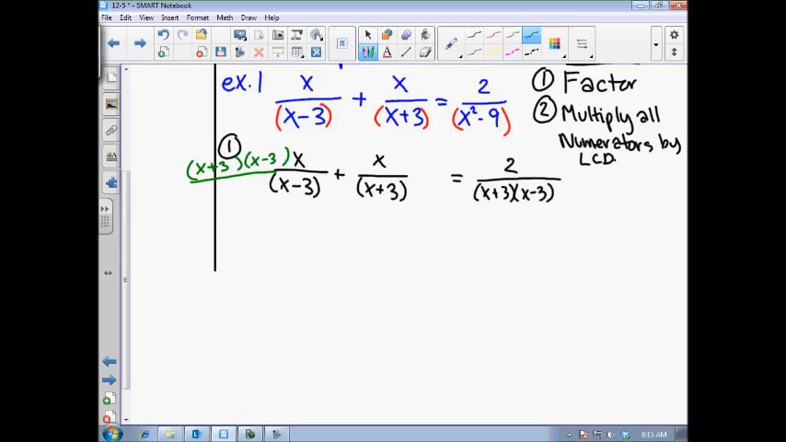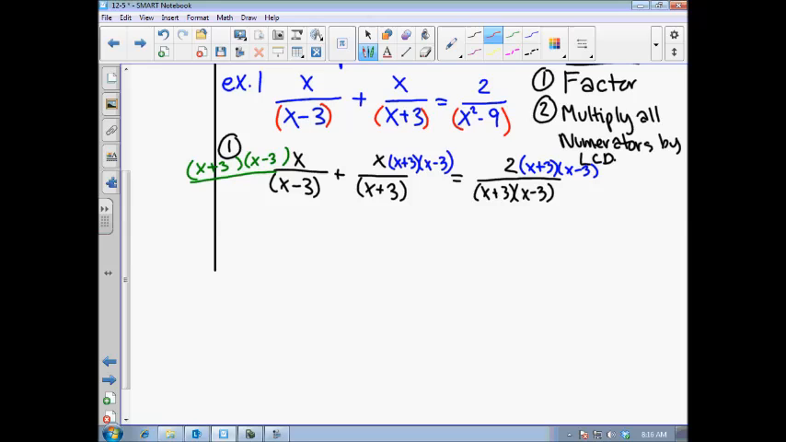Now we need to times this numerator by both of them, x plus 3, x minus 3. And we need to times the 2 by x plus 3, x minus 3. So now you can see why you kind of need room to write. Okay, let's go look for those cancels. Just like the startup problem, there's going to be a cancel when you multiply the numerator.